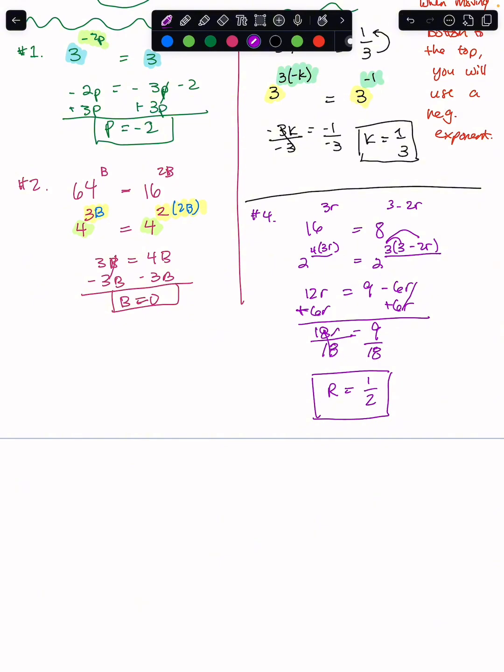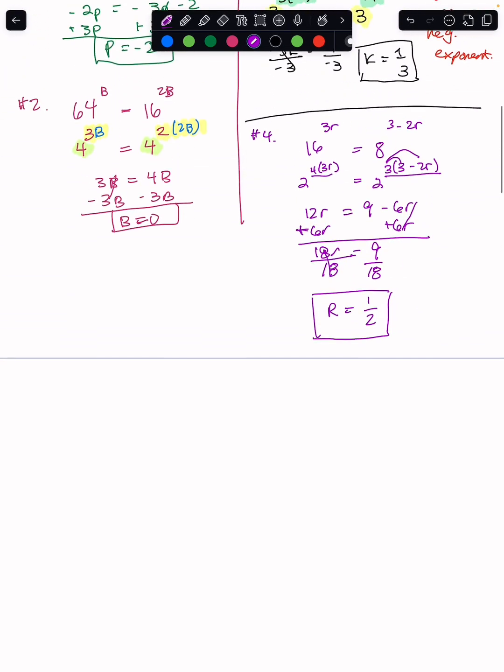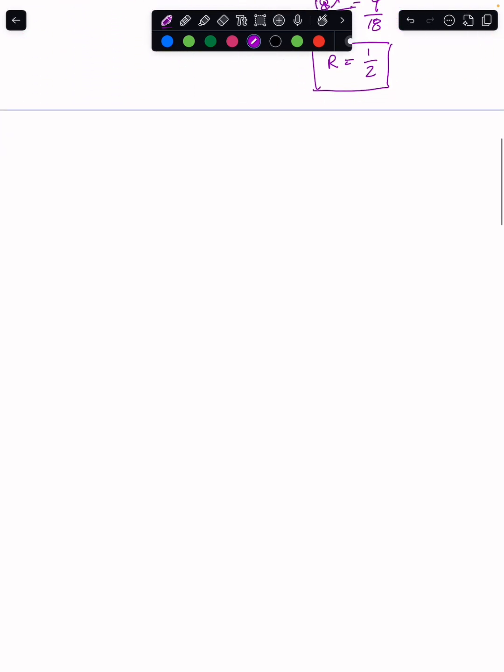We've got 2 more like this. We're going to jump into some of the log ones, and then we're going to scroll down and allow you to do some of the others. All right, let's do number 5. Number 5 says 9 to the v equals 243 raised to the 3v plus 3.